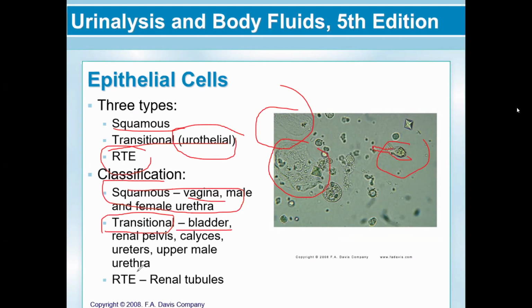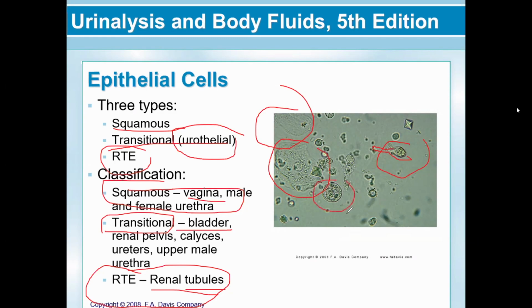And then we also have the renal tubular epithelial cells. Where do they come from? From our renal tubules. Like the transitional or urothelial cells, renal tubular epithelial cells also have different shapes, depending on which renal tubule they come from. Let's look. This one is an RTE.